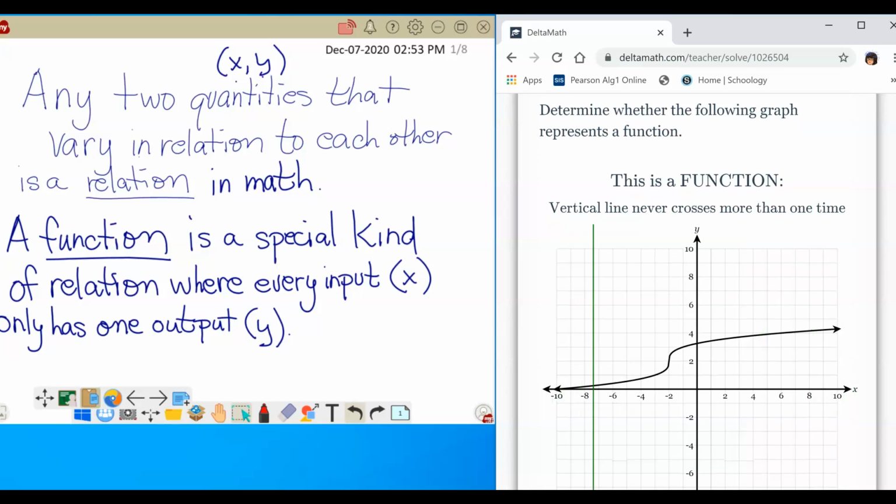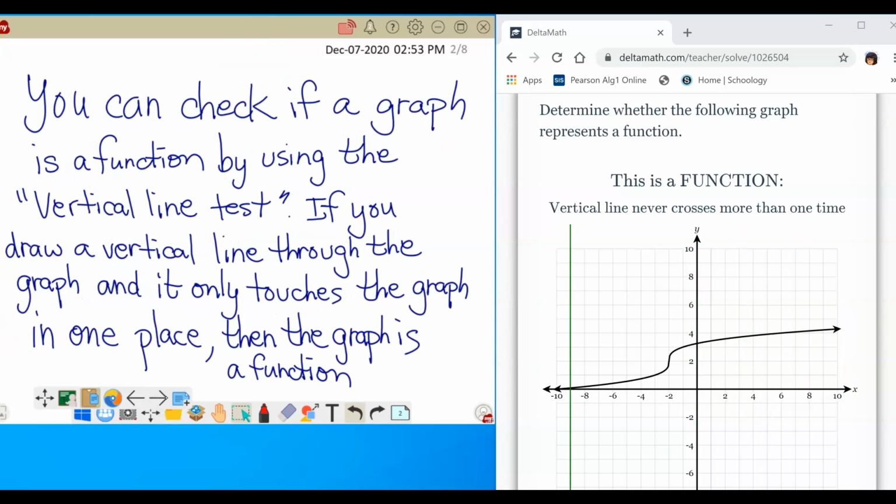So this is what I want you to watch now about this graphic. Do you see that vertical line that is passing through the graph? You can check if a graph is a function by using the vertical line test. If you draw a vertical line through the graph and it only touches the graph in one place, then the graph is a function. And you can see clearly as this little green line moves across the graph, it only ever touches it in one place. That is an example of the vertical line test.